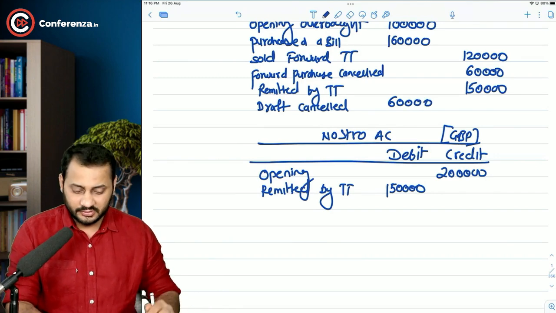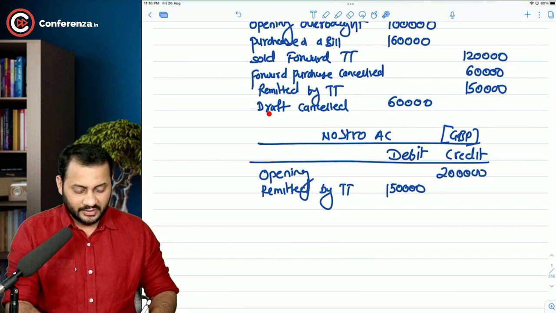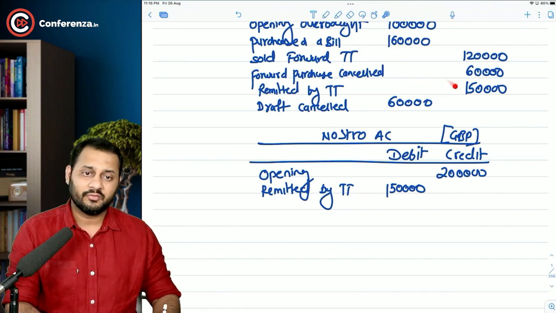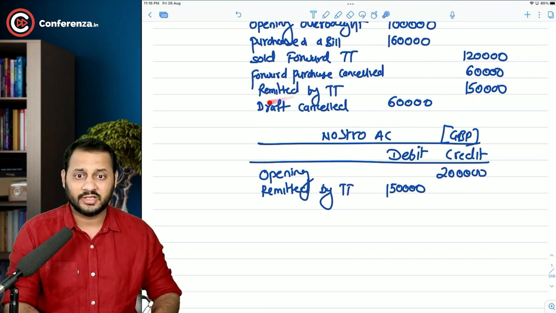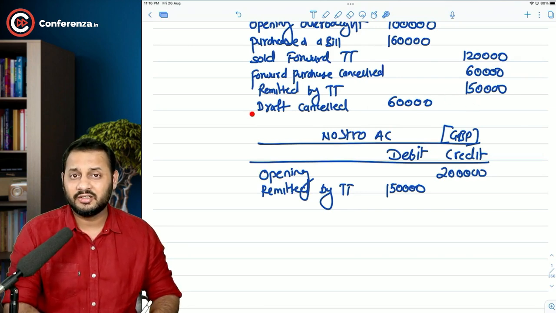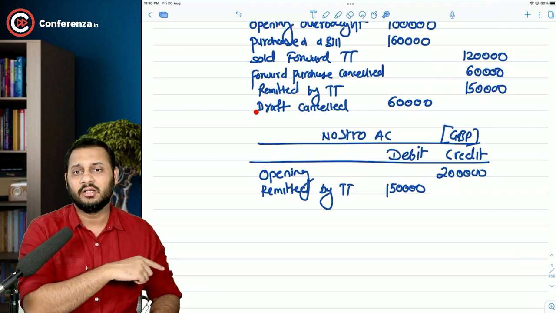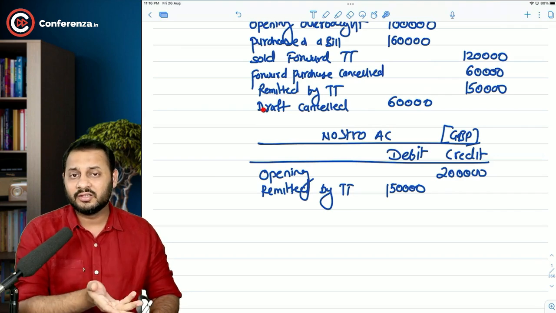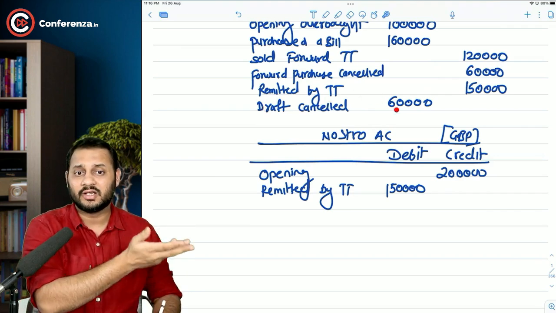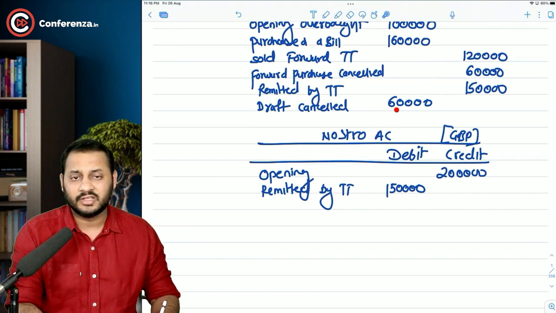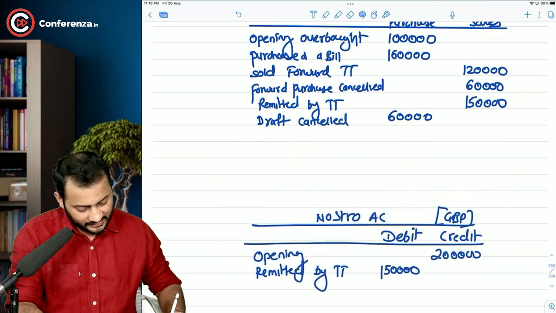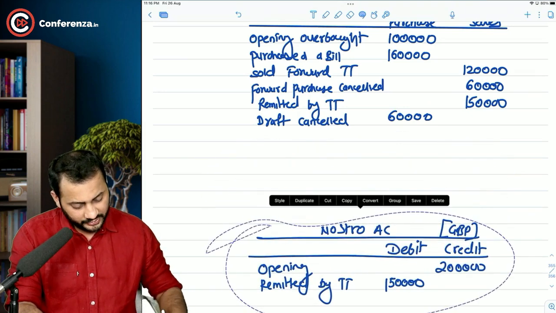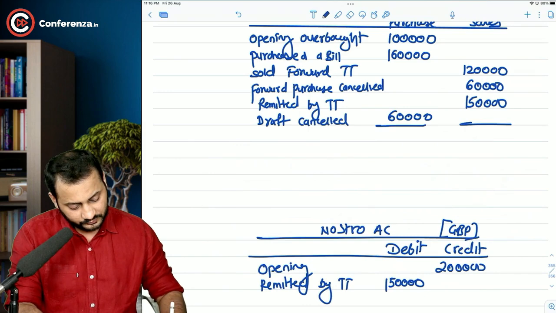Now do you understand why I am writing it? When I issued the draft, I might have written it under the sales column because it was as good as selling the money, but it was not affecting the cash flow. The cash flow does not get affected unless and until the draft is presented back. Forget about presenting the draft, it got cancelled. So on cancellation, I will write it in the purchase column. On issue, I will write it in the sales column.